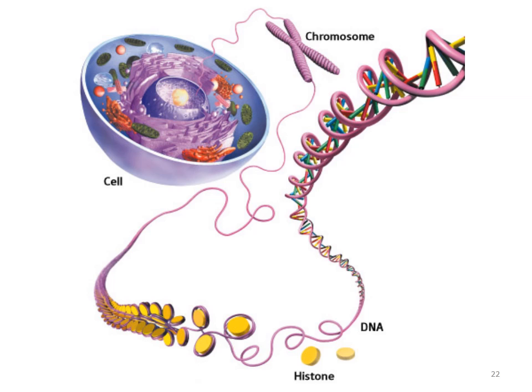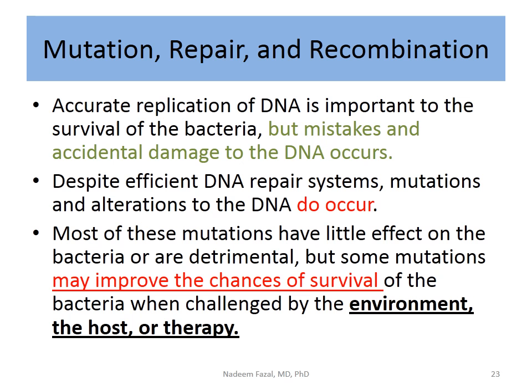And you'll ask yourself, why is it important for bacteria to make sure they have accurate replication of DNA? What do you think? Why is it in the interest of bacteria to have accurate replication of DNA? Survival, of course, because if it doesn't have that, it will change. That's the whole idea: bacterial survival.